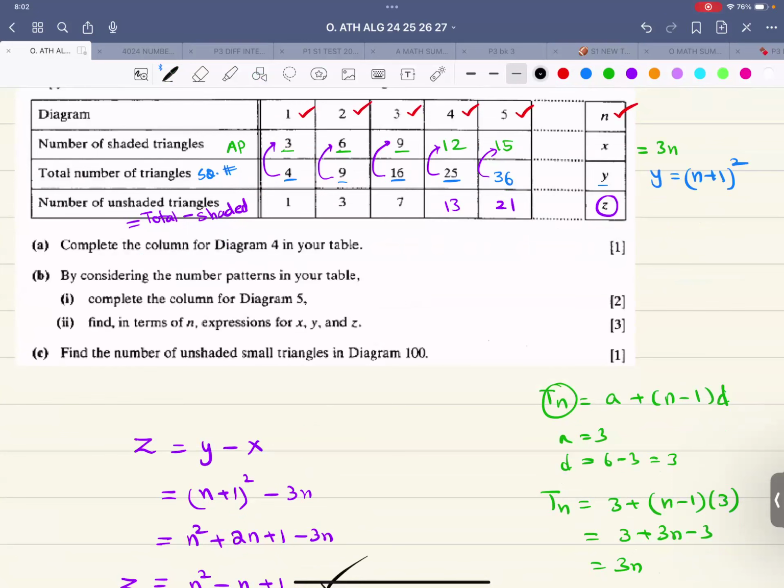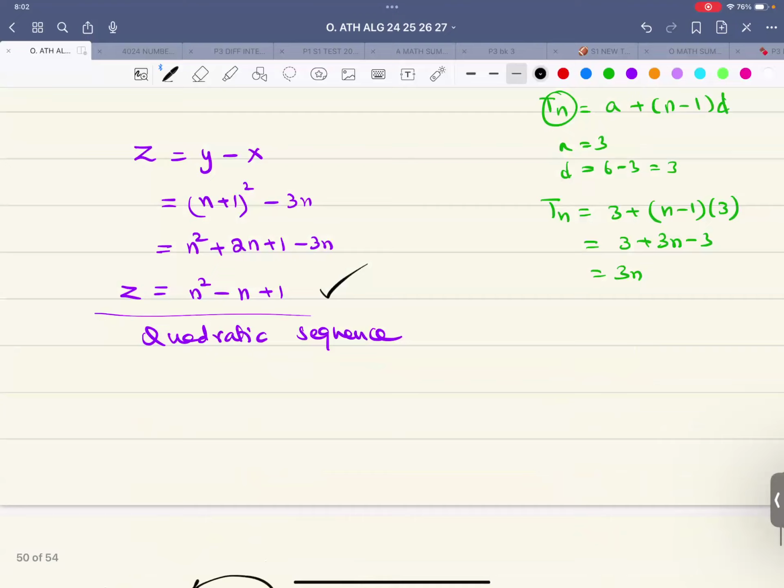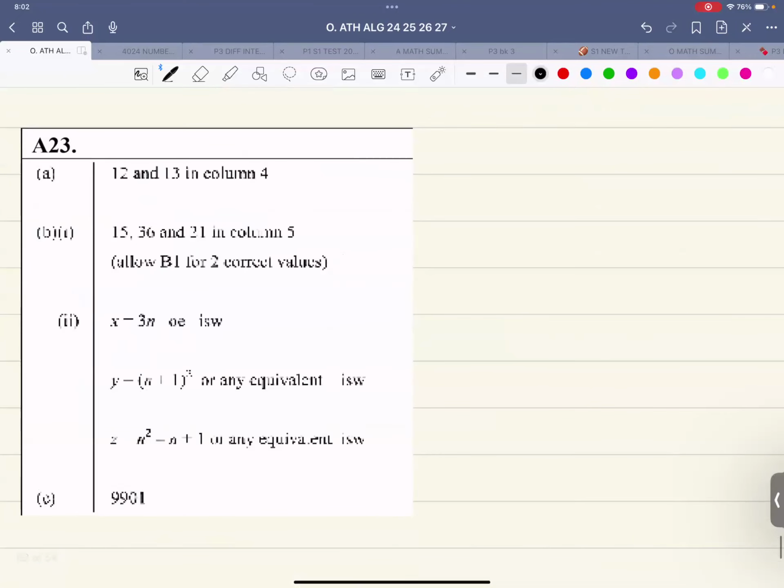Complete the diagram. Find in terms of n the expression for x, y, and z. X is 3n, y is n plus 1 whole square, z is over here. So let me write over here. So let me just focus. X is equal to 3n, y is equal to this thing. I mean, the printing is not so good. And I think x is equal to 3n, and y is equal to n plus 1 whole square. And z is equal to n squared minus n plus 1. And this thing is also done.